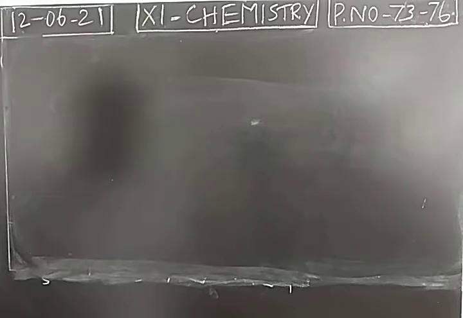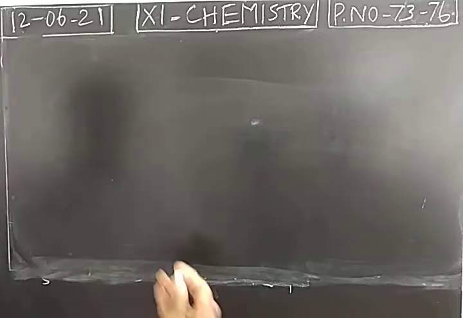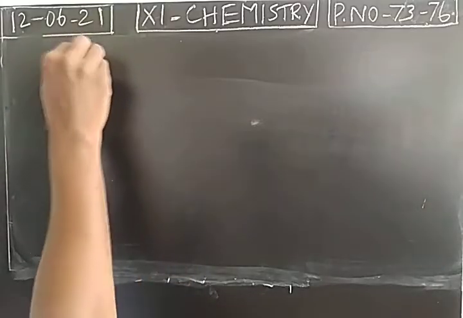Dear students, in today's class we are going to study the modern periodic table and IUPAC nomenclature of elements with atomic number more than 100. So two aspects are going to be discussed today. First one, modern periodic table.